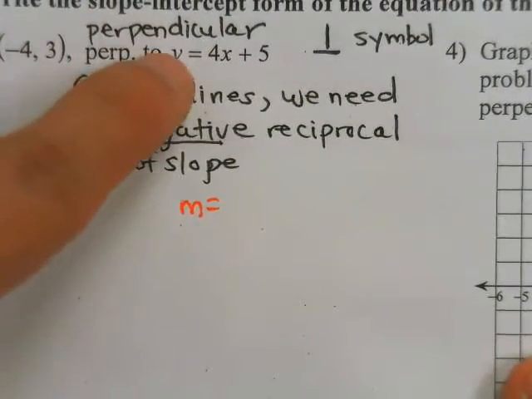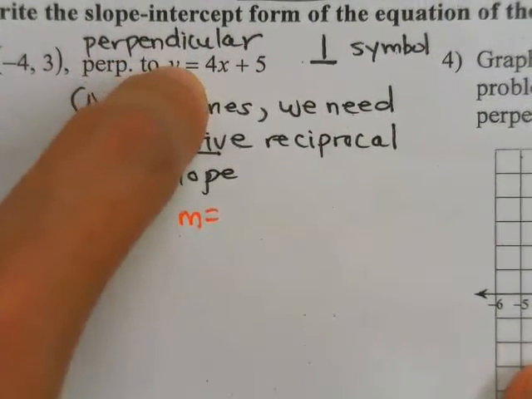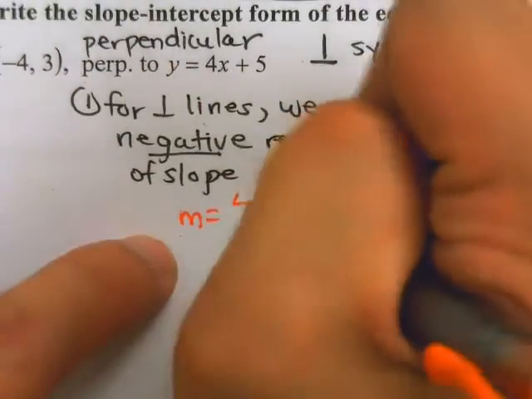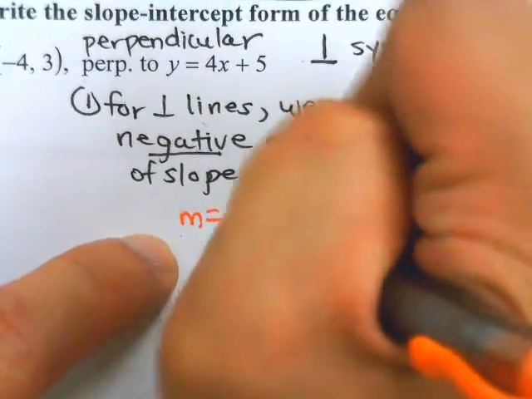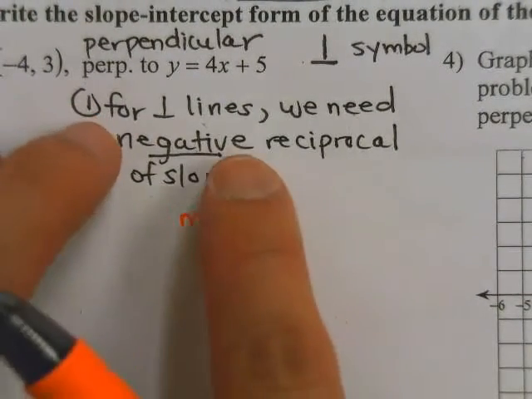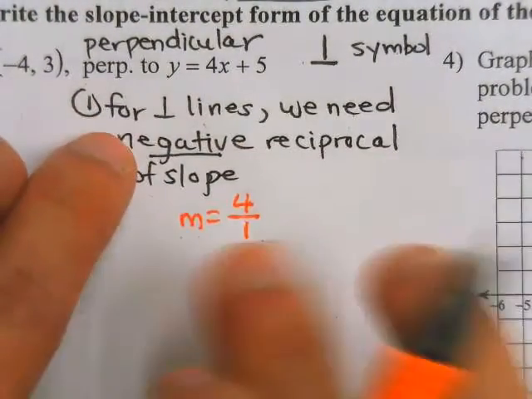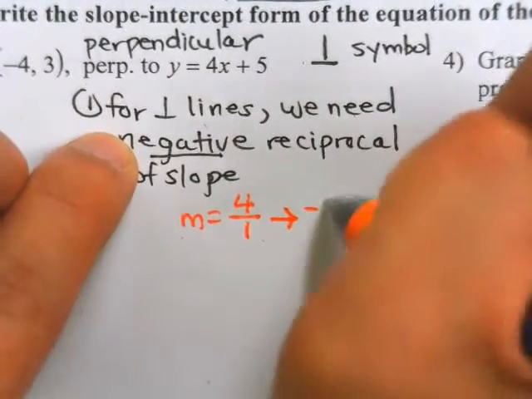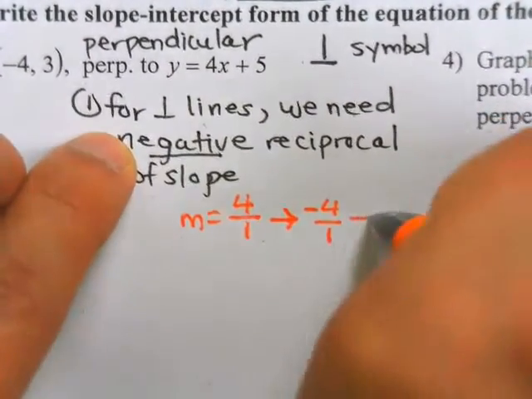Look at your line right now. Is the slope 5 or 4? 4. We're going to make this 4 over 1 to make it a fraction for right now. Now, let's just follow the words negative reciprocal. So let's go ahead and make this negative. I'm just doing this in 2 steps. So now it becomes negative 4 over 1.